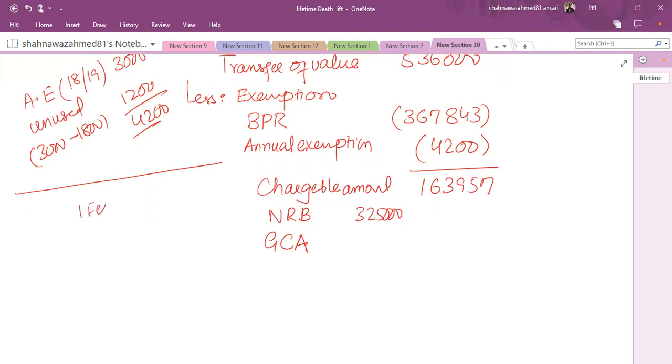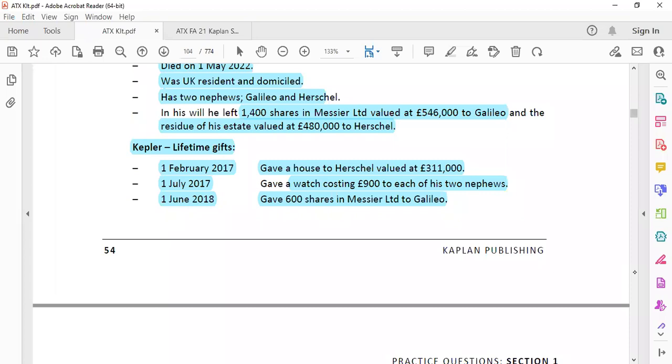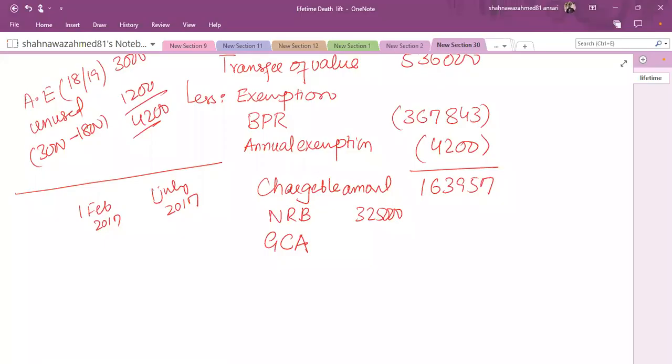There are two gifts, both in 2017. One is on 1st July 2017, and the value has been given. Then 1st Feb 2017, a house worth 311,000, and two watches costing 900 each. Let's calculate. First we have 311,000, and here we have 1,800. These are the two previous gifts. Now, annual exemption of two previous years is 6,000.